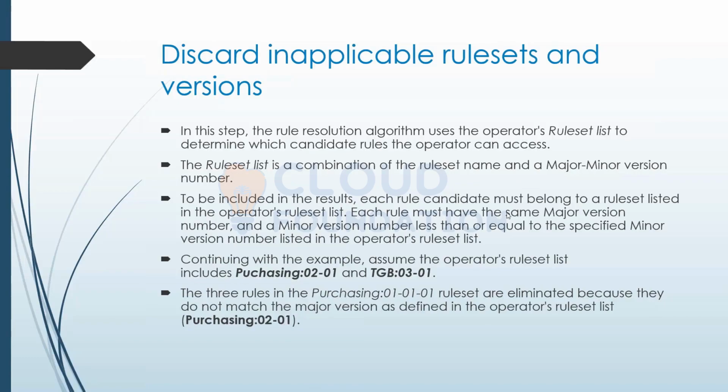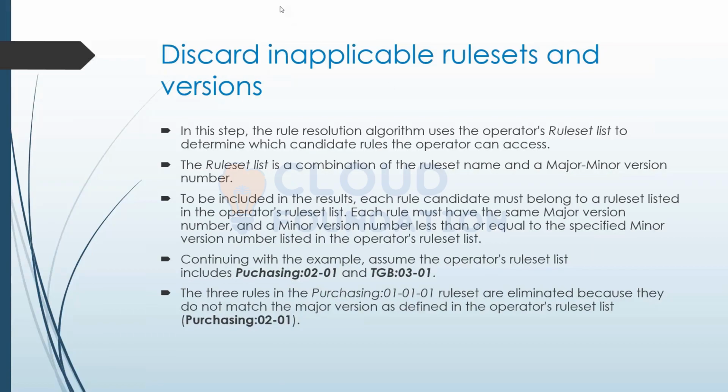Then each must have the same major version. We are considering the major version here and it has to be the same, whereas the minor version can be less than or equal to the one mentioned on the operator profile. What is happening? Two things. One is it has to be on the operator rule set list. The second one is the major version is the same, whereas the minor can be less than or equal to.